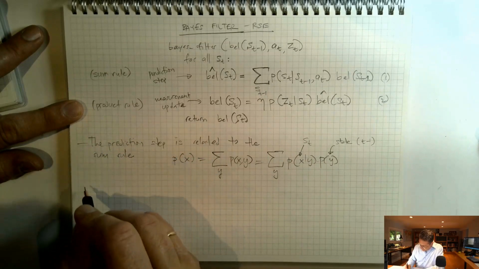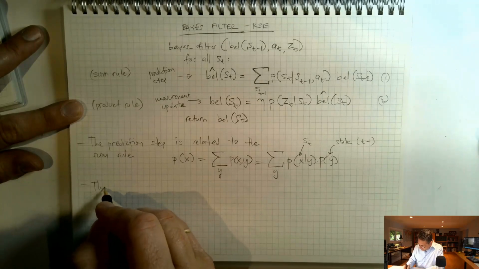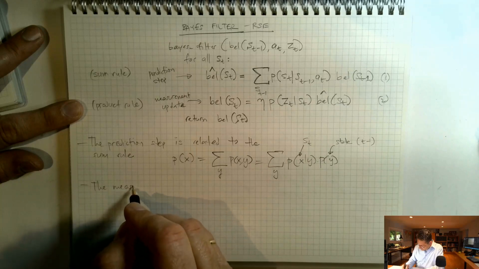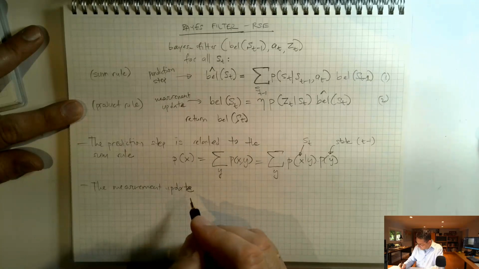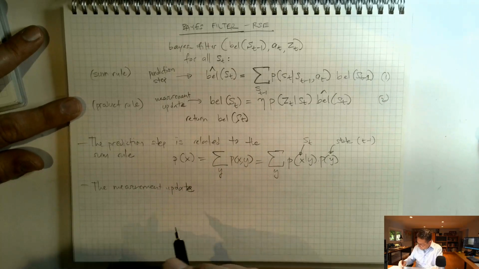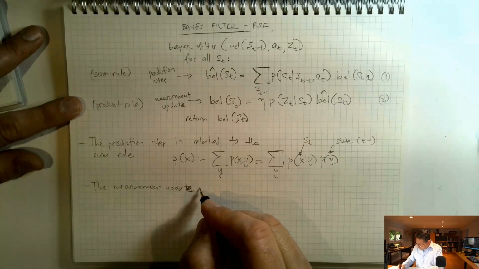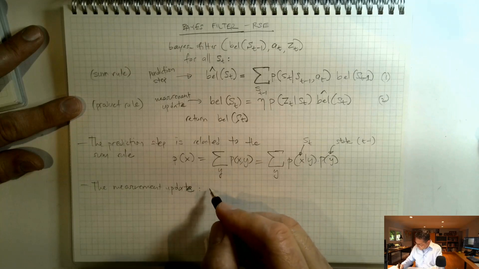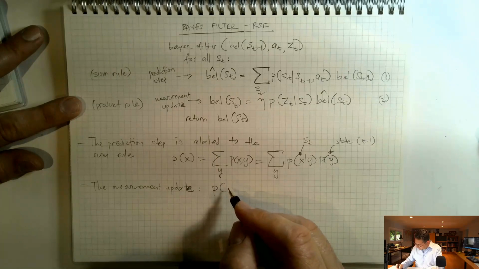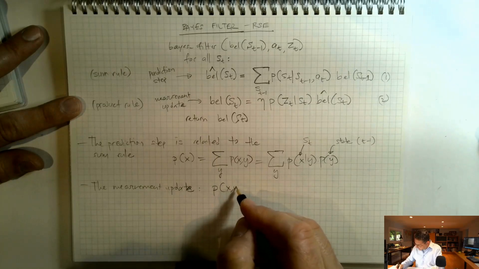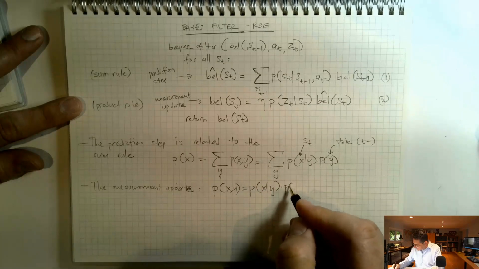Okay, and then the other comment is that the measurement update is related to the product rule and to the Bayes rule as follows. We know that the product rule was very much p of x comma y is equal to p of x given y times p of y.